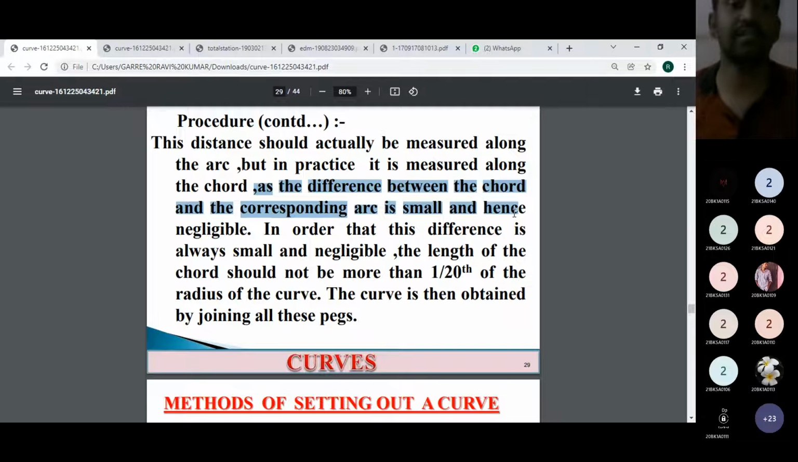So if you determine the interval angle, and then set up the pegs and connect them, then accurately it will form the curve. That's what they are coming to say.